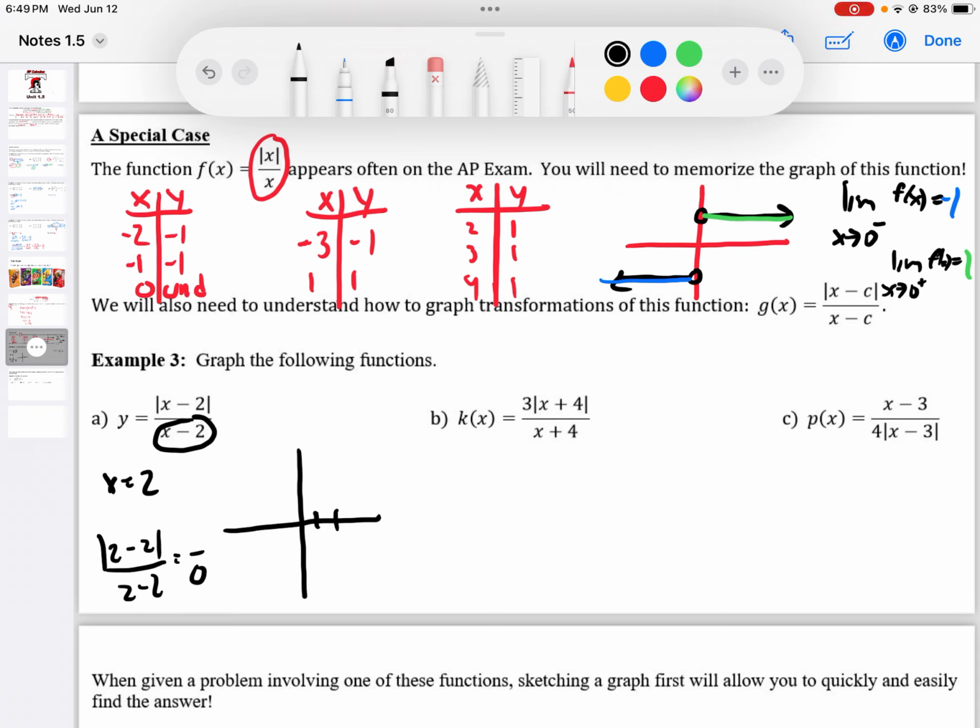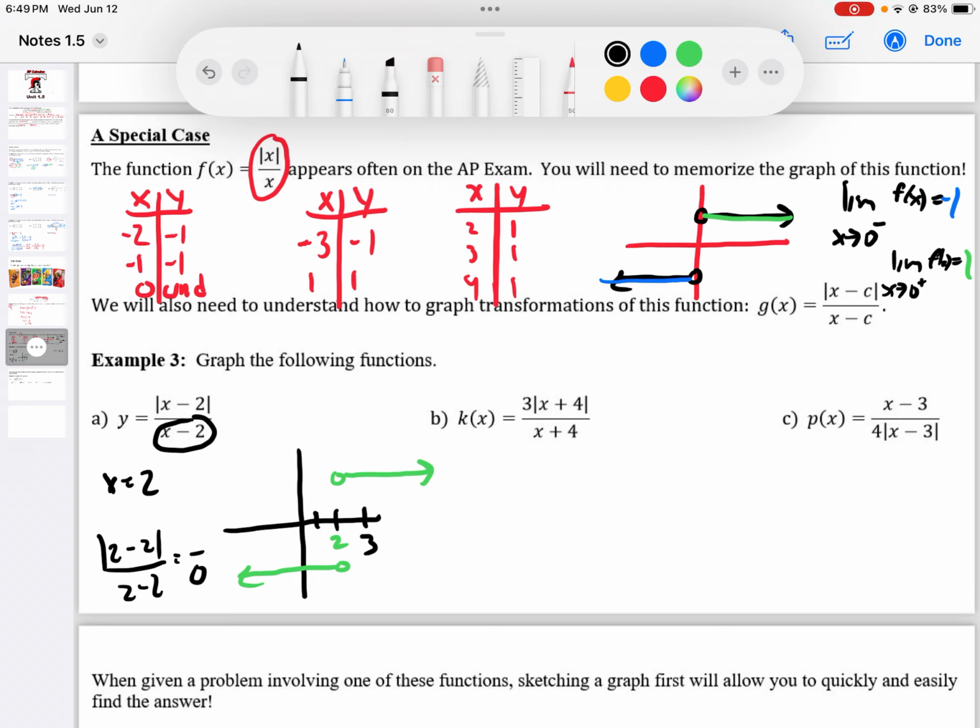So at 2, that's where your undefined part goes, and it'd be up here at +1 and down here at -1. So that's if there's no number in front. And I could just plug in some numbers if I needed to know that. So I know the problem is at 2. If this is on the AP exam in May, I'm going to plug in just other numbers.